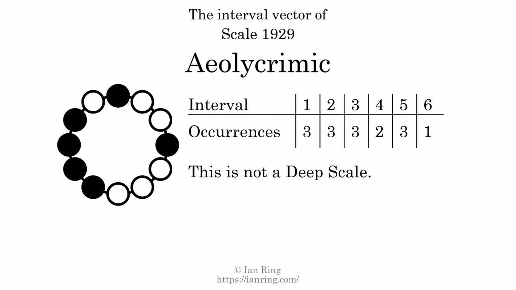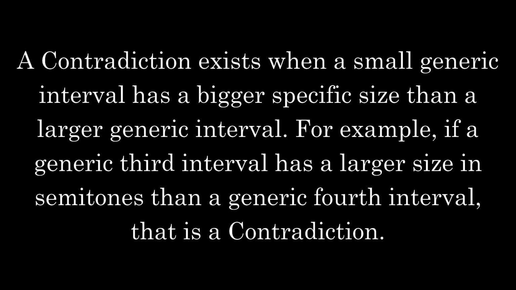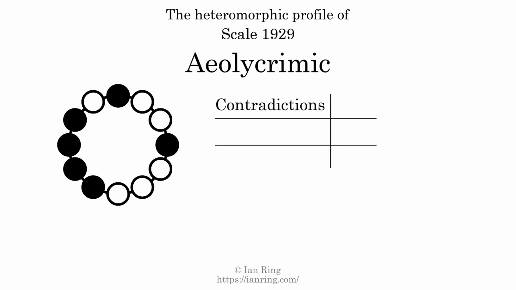Heteromorphisms are comparisons between every interval in a set. They can be classified as contradictions, ambiguities, and differences. A contradiction exists when a small generic interval has a bigger specific size than a larger generic interval. For example, if a generic third interval has a larger size in semitones than a generic fourth interval, that is a contradiction. The number of contradictions in this scale is 29.